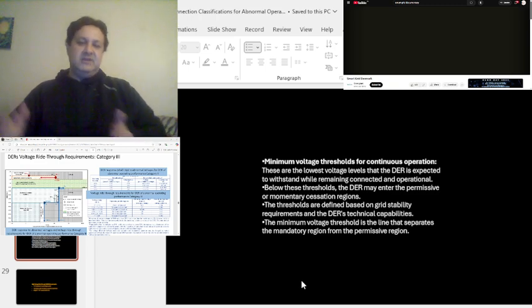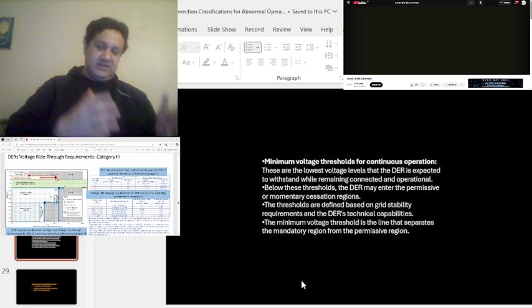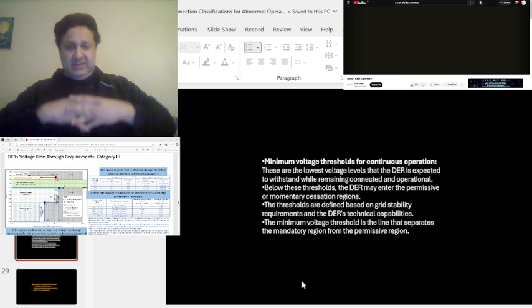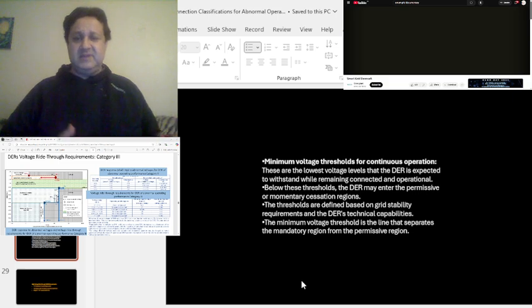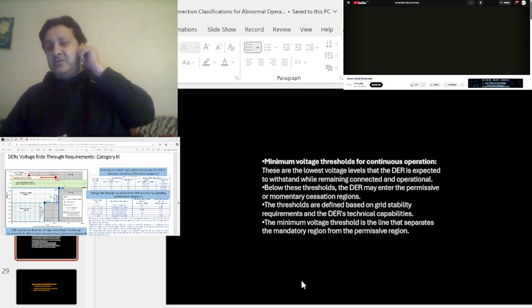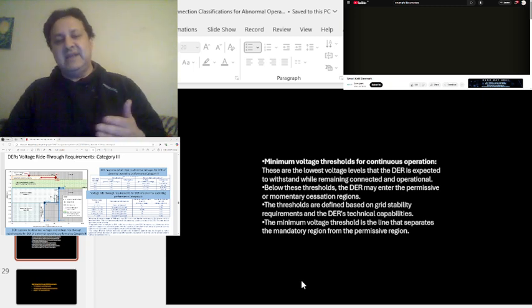Minimum voltage threshold: as we have a maximum voltage threshold, we have a minimum voltage threshold, like a limit. These are the lowest voltage levels that the DR is expected to withstand while remaining connected and operational.